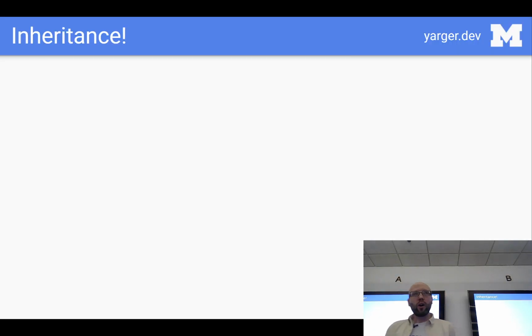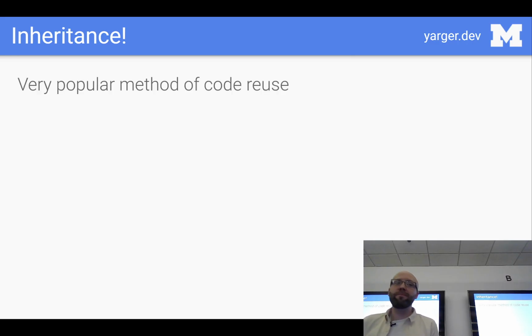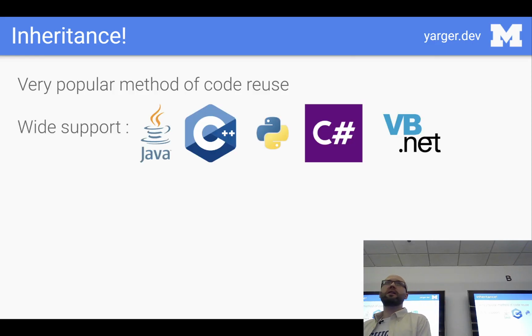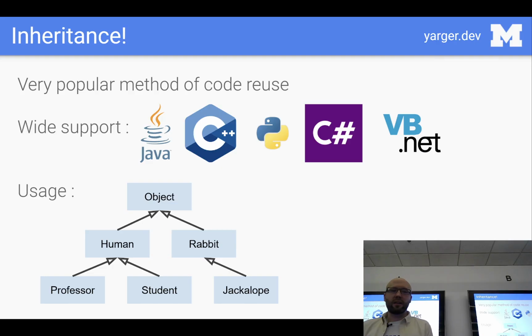Well, one way that you already know how to reuse a lot of stuff is via inheritance. You learn this in EECS 280, EECS 281. It's one of the most popular methods of code and asset reuse in the world, and basically every programming language supports it. If you have C#, Java, C++, it's going to support it. Now, its usage is typically like this: you create what is called an ISA hierarchy, an inheritance hierarchy, an inheritance tree.